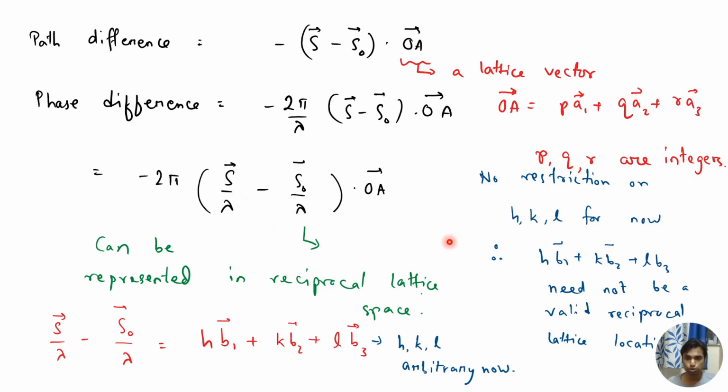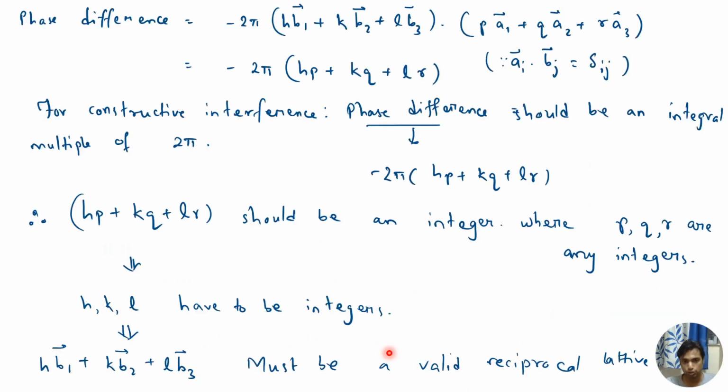So till now we have no restriction on HKL, and it need not be a valid reciprocal lattice point or lattice location. It can be any vector, because HKL need not be an integer. Now what we require is that, let us just evaluate the path difference. So this S by lambda minus S naught by lambda, we have replaced it as H B1 plus K B2 plus L B3, and here we have written this P A1 plus Q A2 plus R A3.